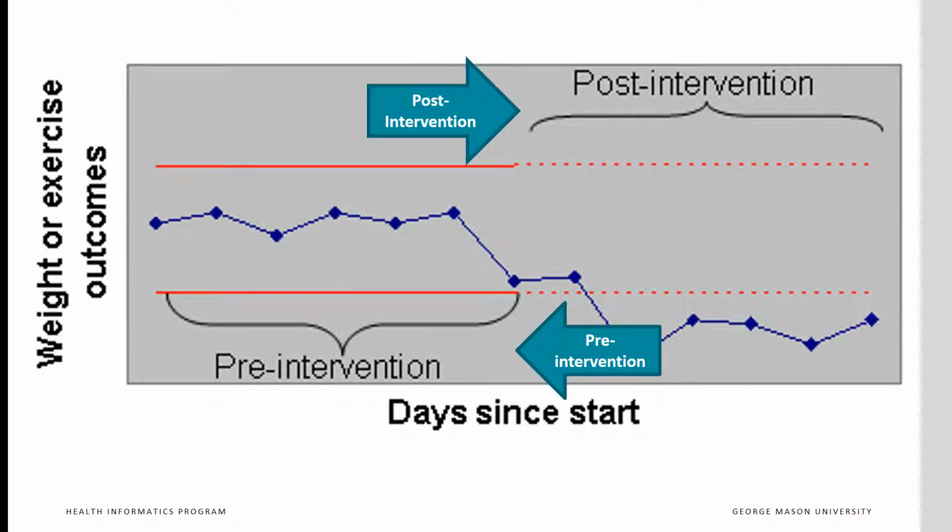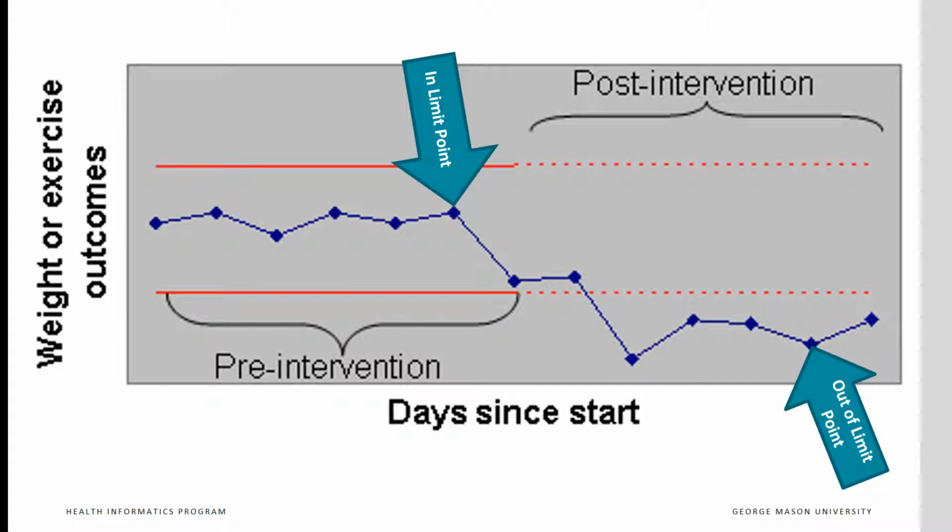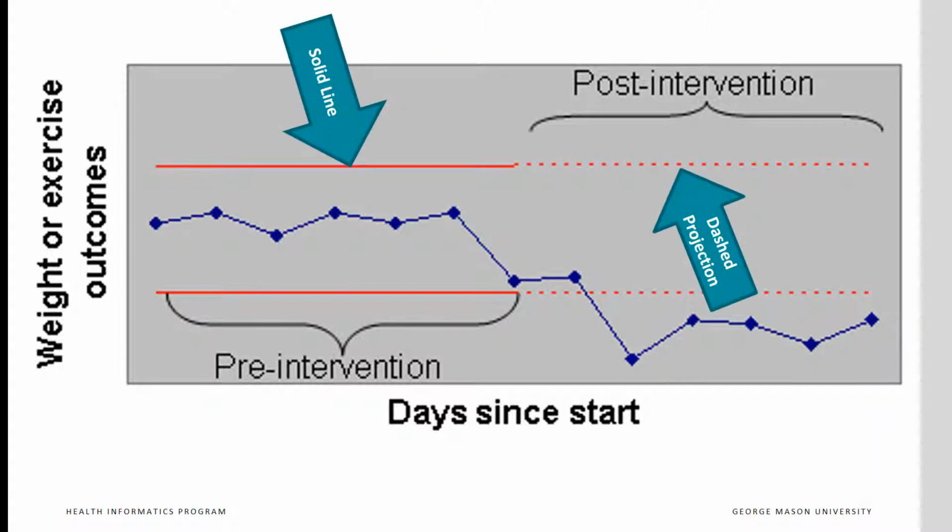The change creates two time periods, the first pre-intervention and the other post-intervention. Then you can compare post-intervention observations to projected pre-intervention limits. If any point falls outside the limits, you may then conclude that the intervention has changed the outcomes. The solid line shows the time period used to set the limit. The dashed line is an extrapolation of the limit to other time periods.